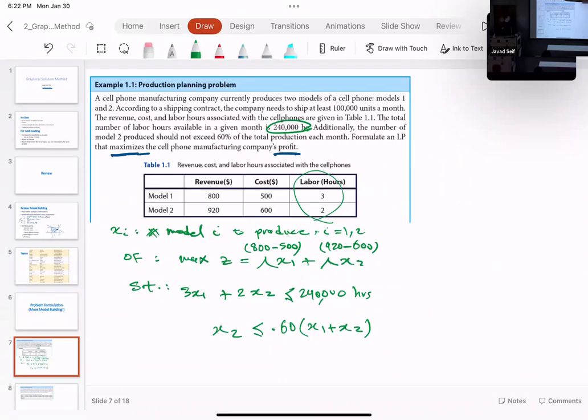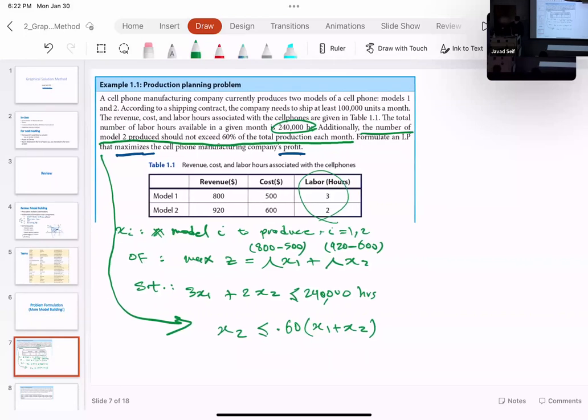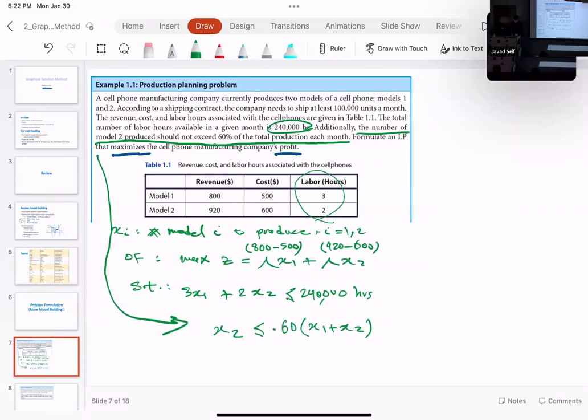So I rewrote that line, like that. Anything else? Oh, X1 plus X2 at least.